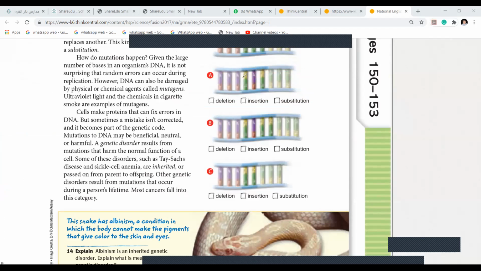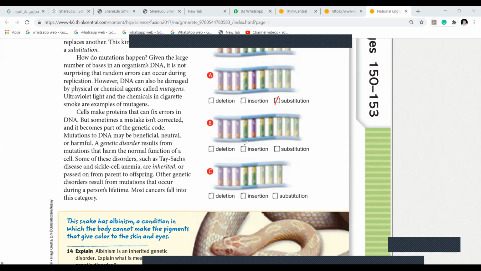A, it's the same number, girls, so that means it's replaced. What is the answer for A? Replaced, because it's the same number, 9 and 9. That means it is substitution.